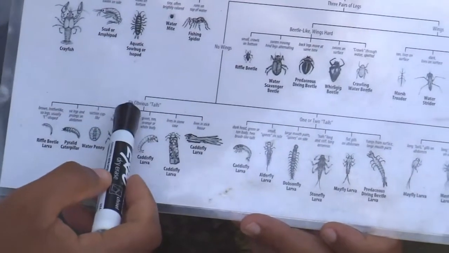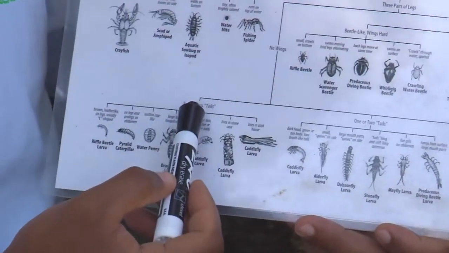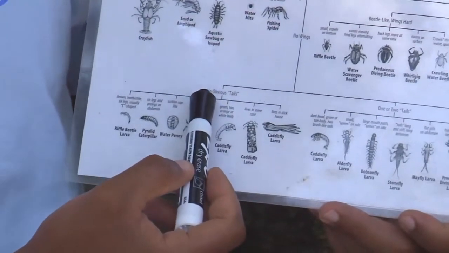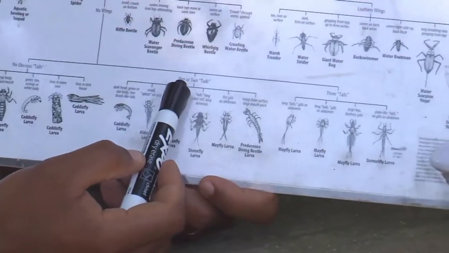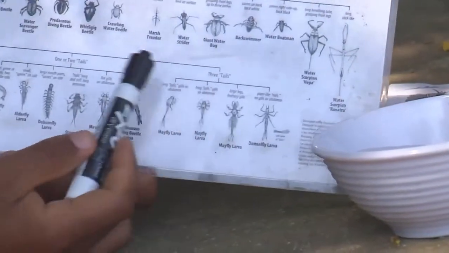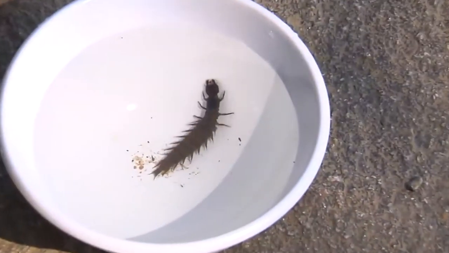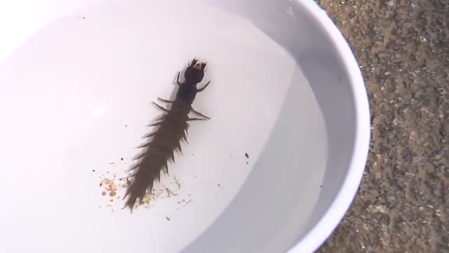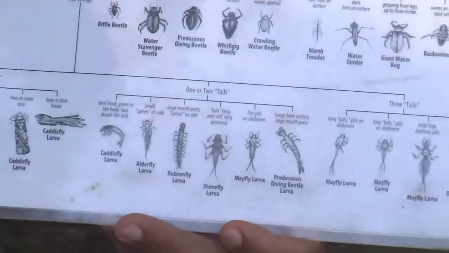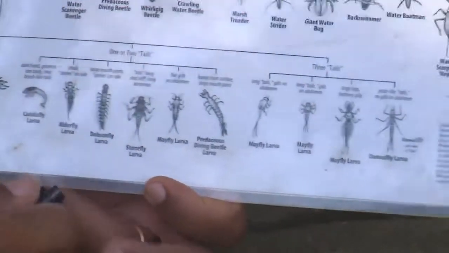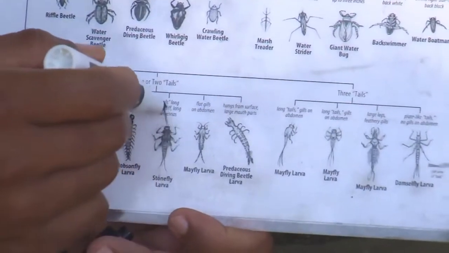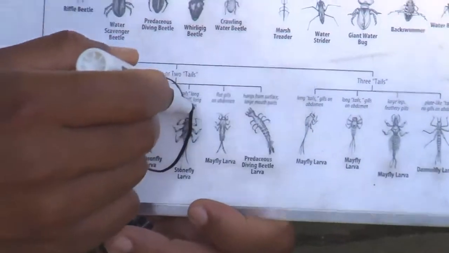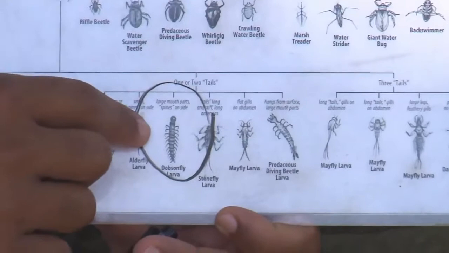And then our next question is, does our organism have no obvious tail parts, 1 or 2 tail parts, or 3 tail parts? So our organism here actually has 1 or 2 tail parts. So looking at our organism here, I'm able to identify it as our Dobson fly larvae, which is located right here in the middle.